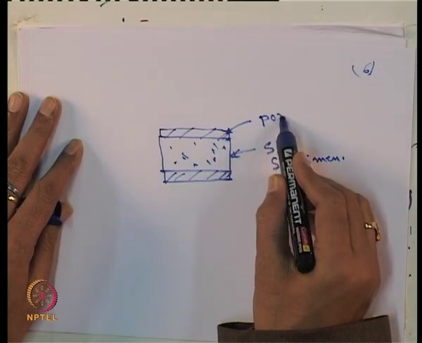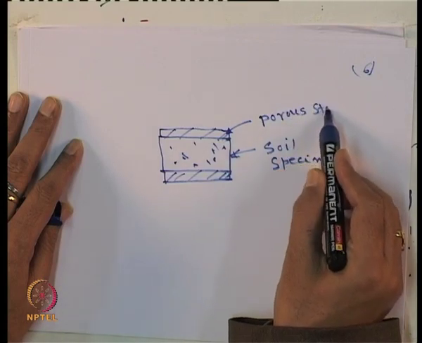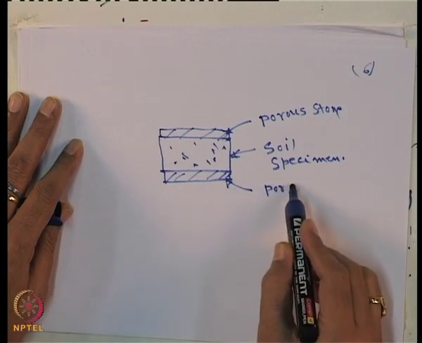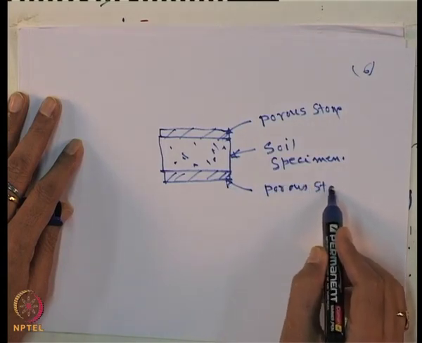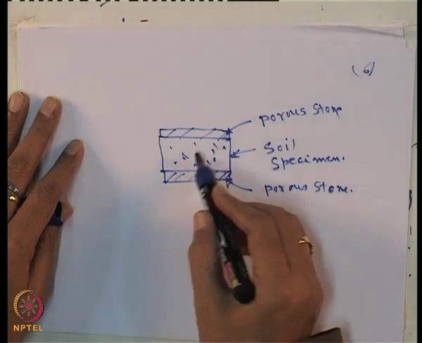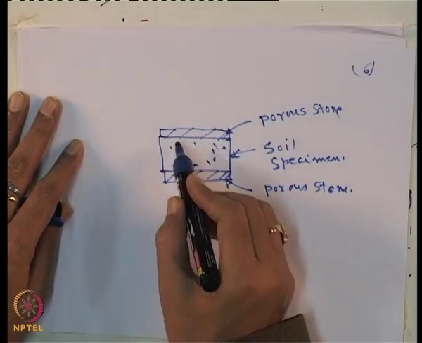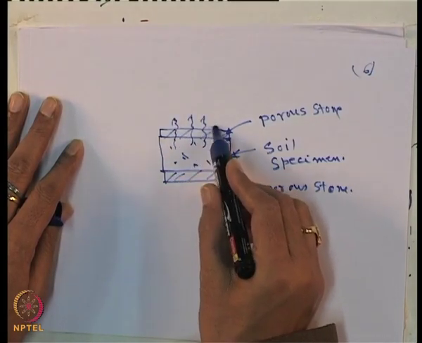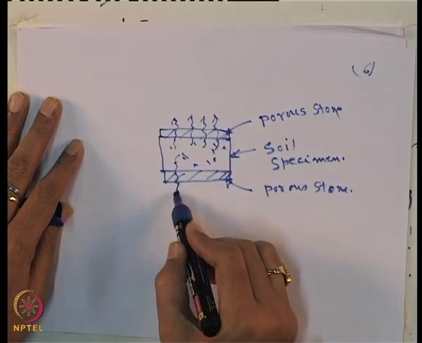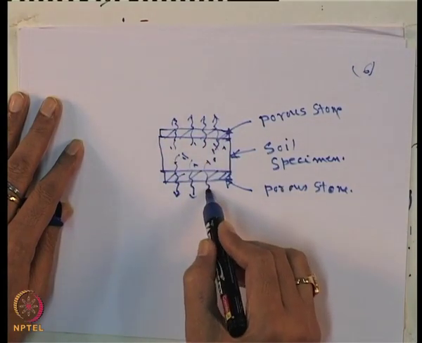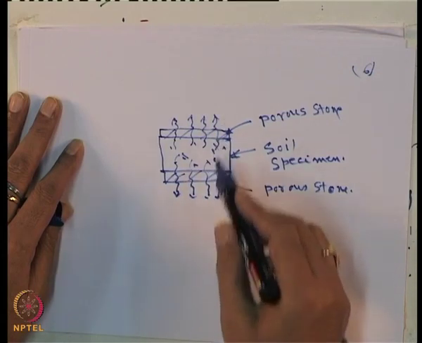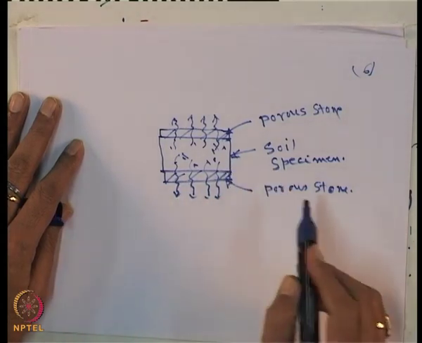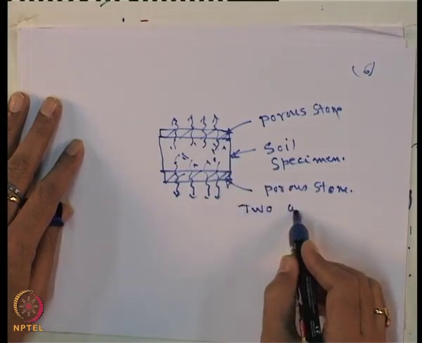This is the porous stone, at the top and the bottom. Because you are keeping the porous stone on the top and bottom, drainage will be on the top and bottom, like this. Water will escape out of the sample. So, it is a two-way drainage. This is two-way drainage.